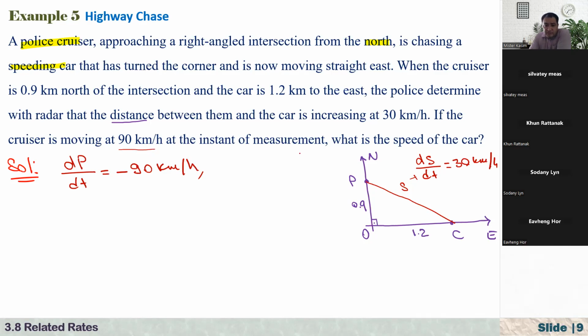The question is, at that instant, what is the speed of the car? So at that instant, we have to find dC/dt, the car with respect to t. You can just imagine, suppose that we are talking about some instant. We have a condition here, not in general.